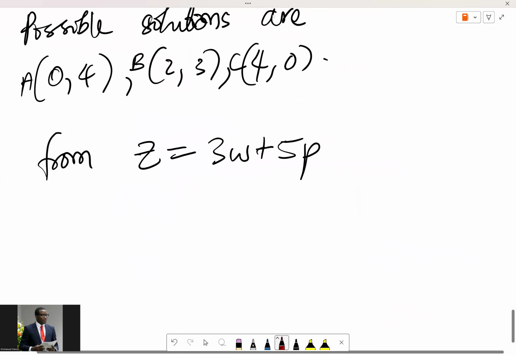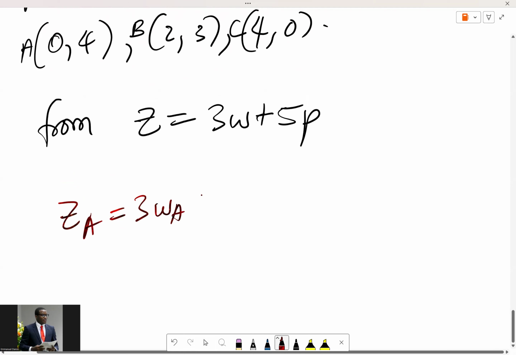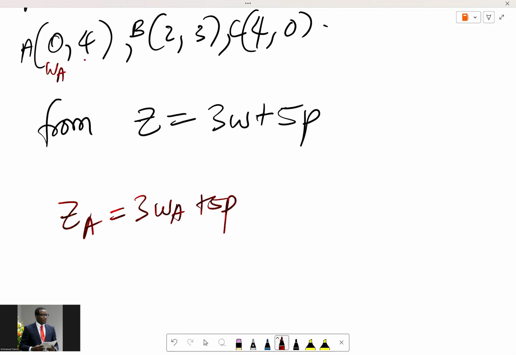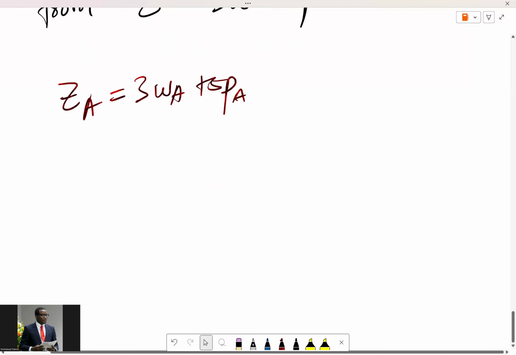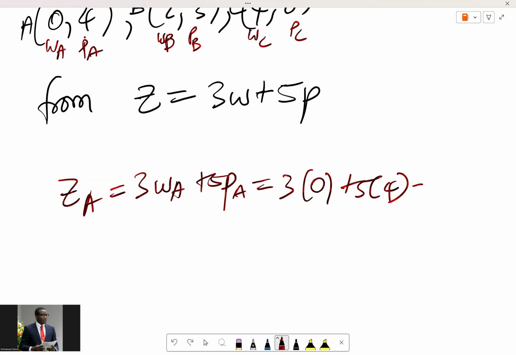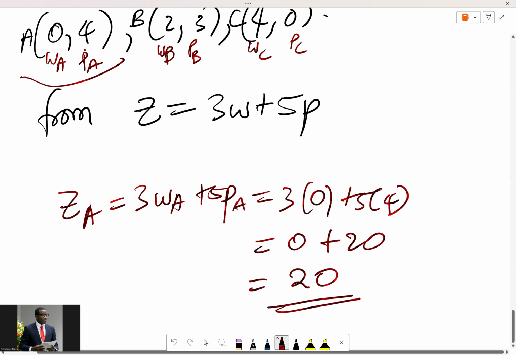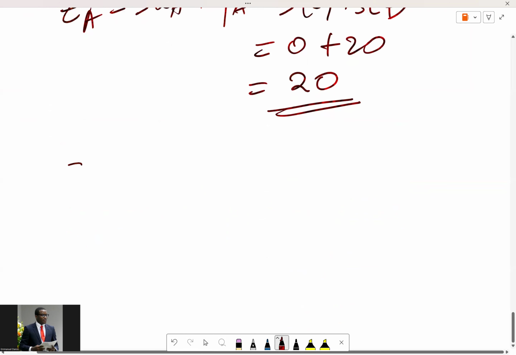So that if we now have ZA, that will be 3WA plus 5PA, right? WA, PA, WB, PB, then this is WC, PC. Okay. So this is simply just going to be 3 times 0 plus 5 times 4. And that is easily, but we can bring that down. This is 0 plus 20. So 20 is what you get.